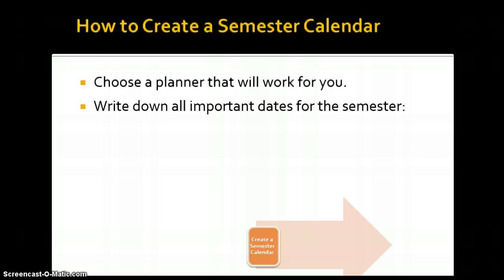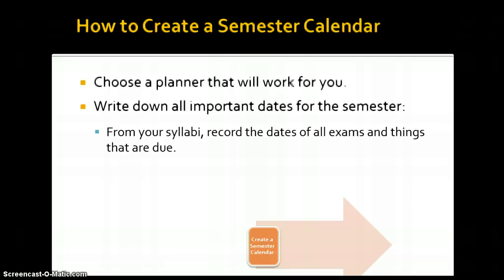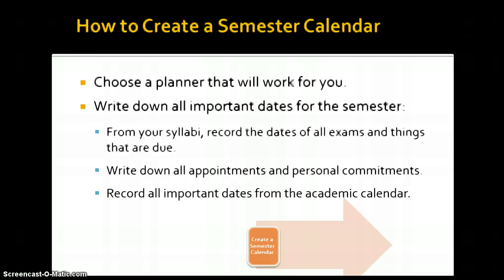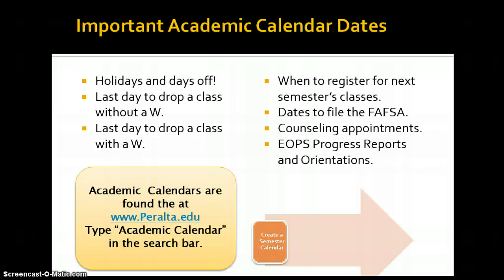Next, you're going to write down all the important dates for the semester, including from your core syllabus. Record all your dates and exams of all the things that are due. You're going to write down appointments and personal commitments that you have, also your work schedule, and also record all important dates from the academic calendar. And I'm going to talk about what the academic calendar is in a second, like right now.